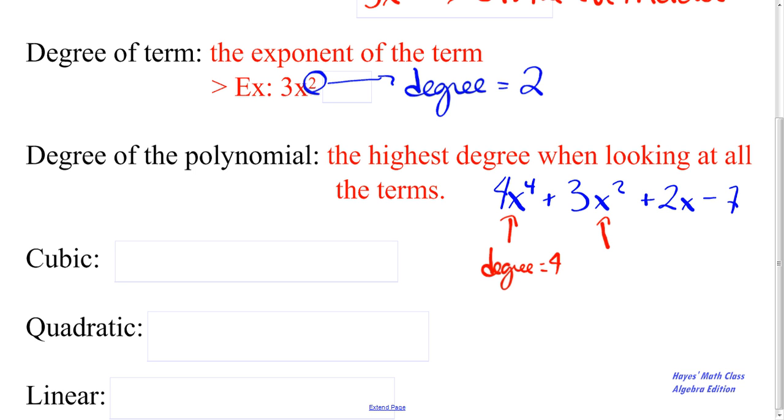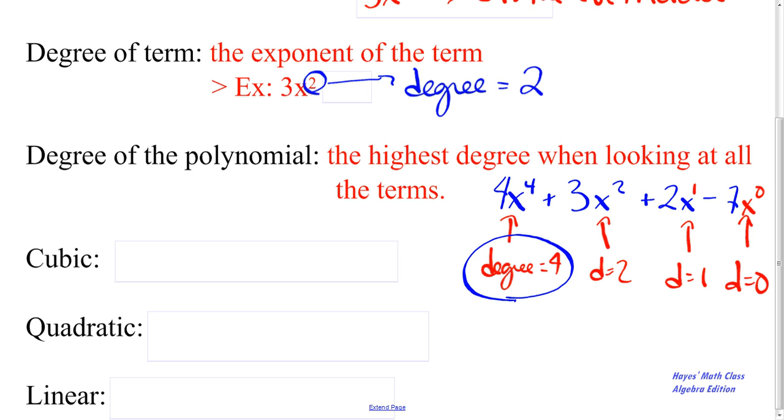This has degree 2. This has that phantom 1 up there, right? This has no variable because remember technically it's x to the 0, so that's going to be degree equal to 0. So since this is the biggest one, the degree of this whole polynomial is going to be degree 4.